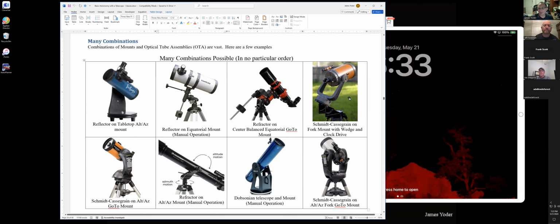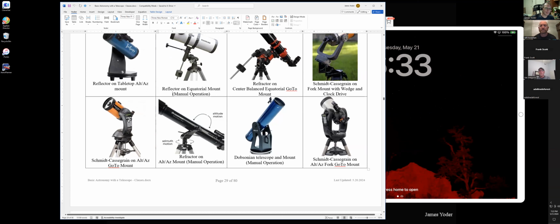Here's a Schmidt Cassegrain on a fork. Not a whole lot of those are still out like this with the dual forks. This is the kind that was the first kind I had. Mine was an Ultima, but the fork drives with the clocks are pretty good workhorses. They're pretty nice little units. Nowadays, mostly they have the single forks. Here, a Schmidt Cassegrain on a single fork.